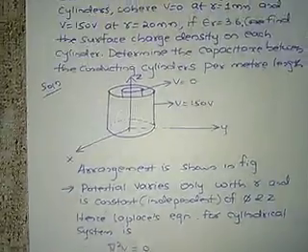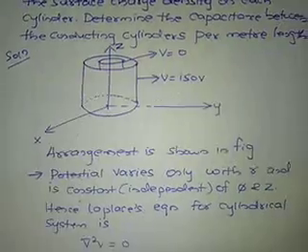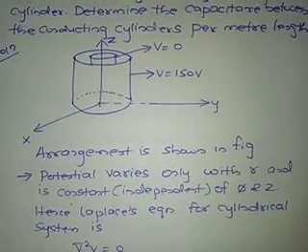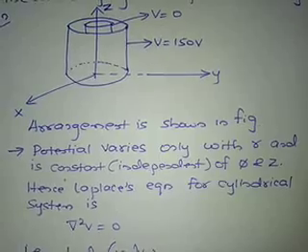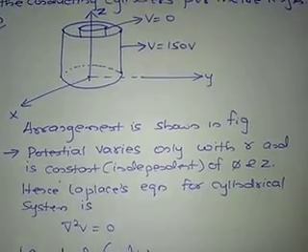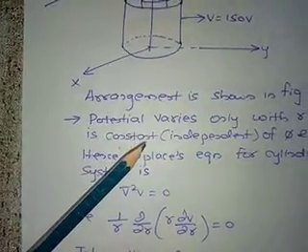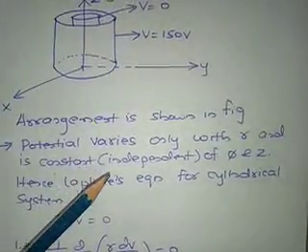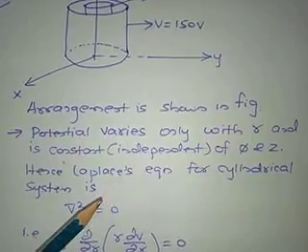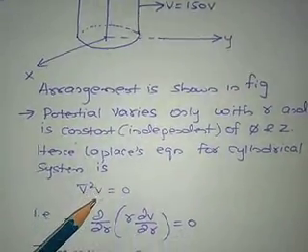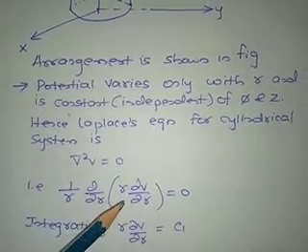Here, as it is a cylindrical surface, we have seen an example in our previous class on the coaxial cable, which acts as a cylinder, and if it is a cylinder, the potential varies only with R. It is independent of phi and z. Hence Laplace equation for cylindrical system is del square V is equal to 0.